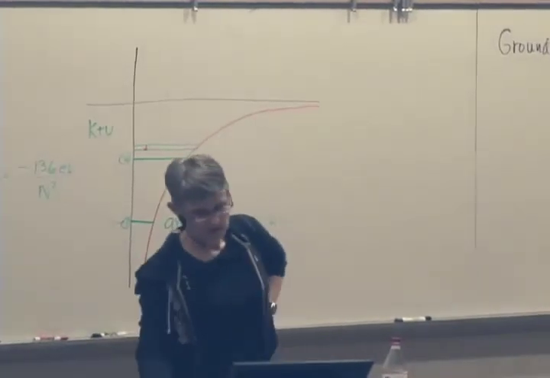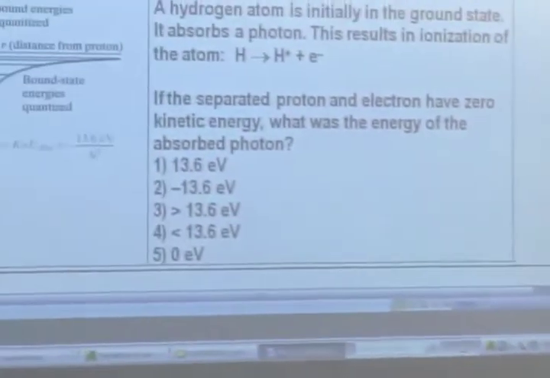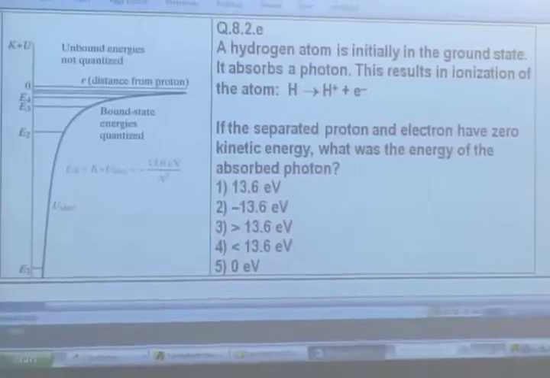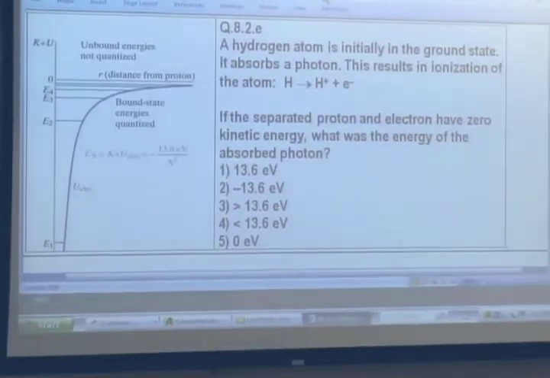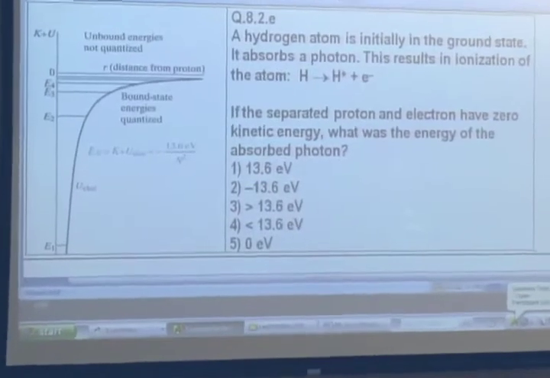So the question is, this atom absorbs a photon, which actually results in ionization. What does ionization mean? It means you're making ions, right? And in this case, what it means is you pull the electron and the proton apart. So you've got a proton and an electron. And so what was the energy of the photon that was absorbed?